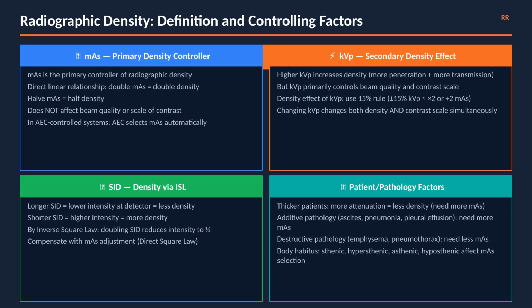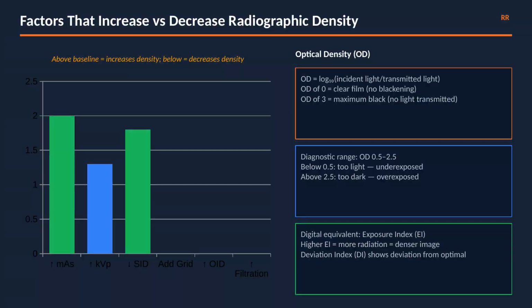And patient and pathology factors. Thicker patients require more mAs, more tissue to penetrate. Additive pathology, ascites, pneumonia, pleural effusion, requires more mAs. Destructive pathology, emphysema, pneumothorax. This chart shows 6 factors and their directional effect on image density relative to baseline.